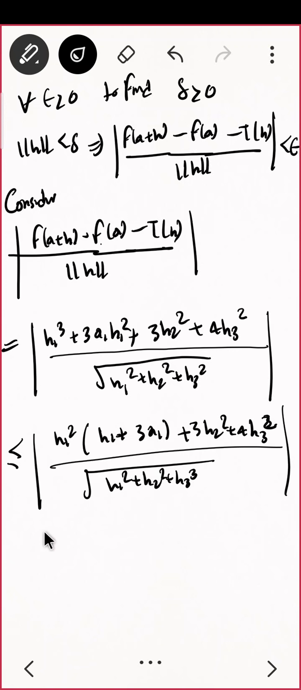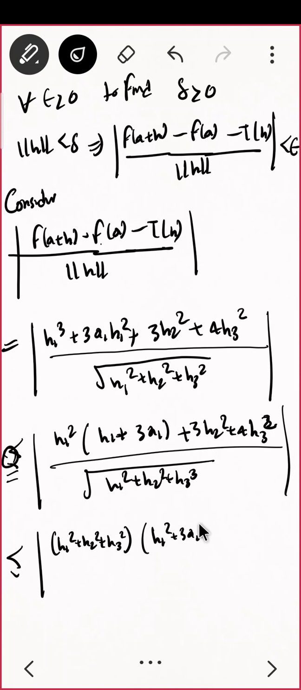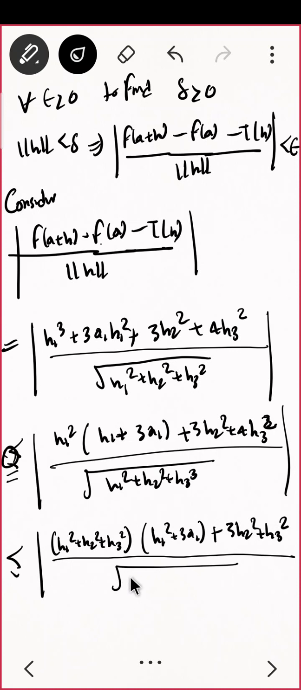Okay, now what next? This will be less than or equal to this h1 square. I can write this as h1 square plus h2 square plus h3 square, multiplied by, let me keep it as it is, h1 plus 3e1, and let us keep this also as it is, 3h2 square plus h3 square. Do you see what I did? And this is less than or equal to h1 square plus h2 square plus h3 square, correct? Yeah, perfect. H3 square.